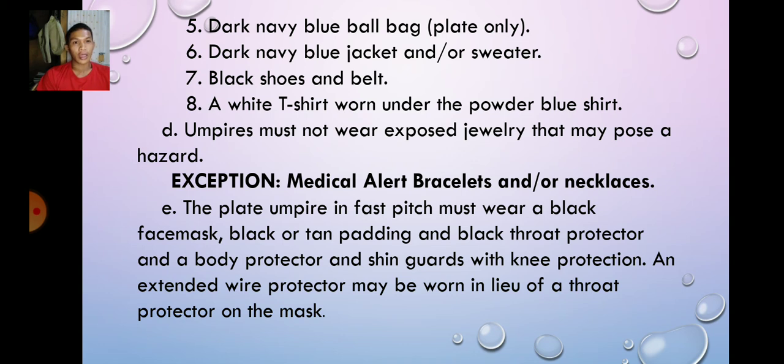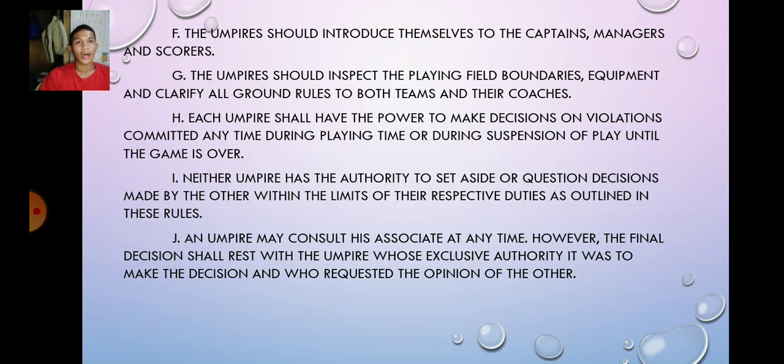The plate umpire must wear a black face mask, black or tan padding, a black throat protector, a body protector, and shin guards with knee protection. An extended wear protector may be worn in lieu of the throat protector on the mask. The umpires shall introduce themselves to the captain, manager, and scorer.